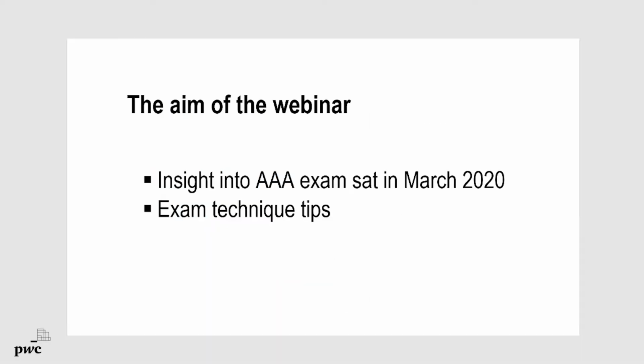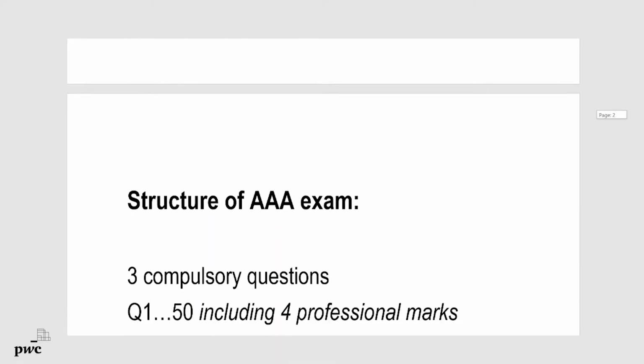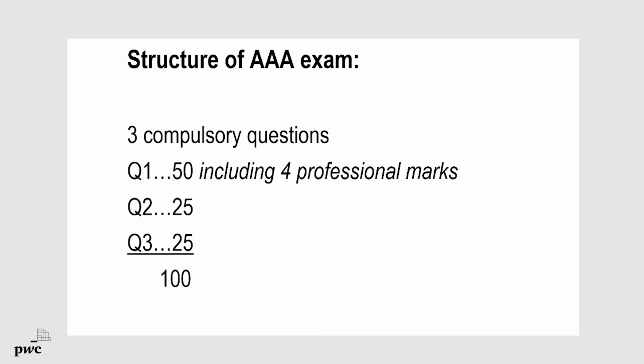Let's introduce very quickly the structure of the AAA exam. It consists of 3 compulsory questions. Question 1 is for 50 marks, including 4 professional marks. The other 2 questions are for 25 marks each. And let's start our debrief with question 1.